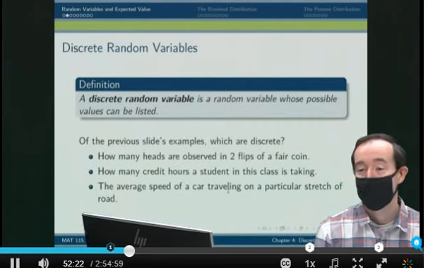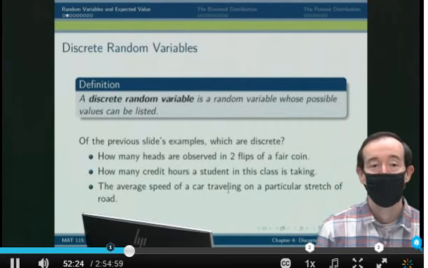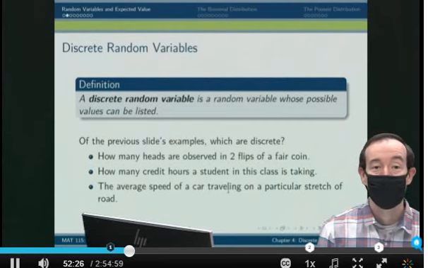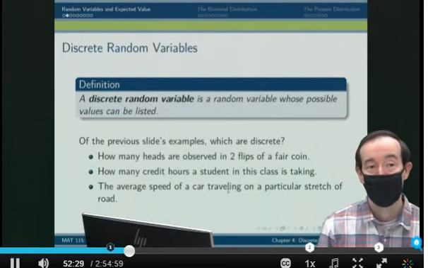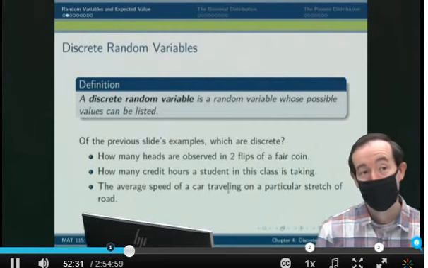So I could list out all the possibilities, and I could compute the probability of each by simply collecting how many of you are taking a certain number versus another. Excellent. So those are discrete as well.